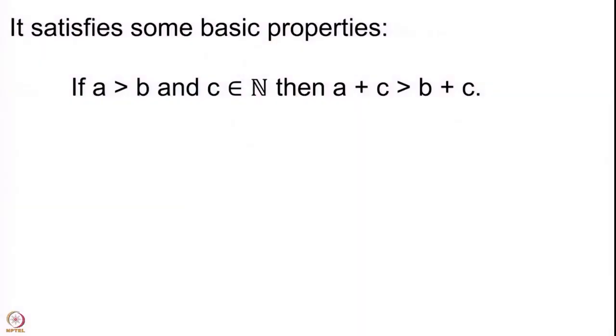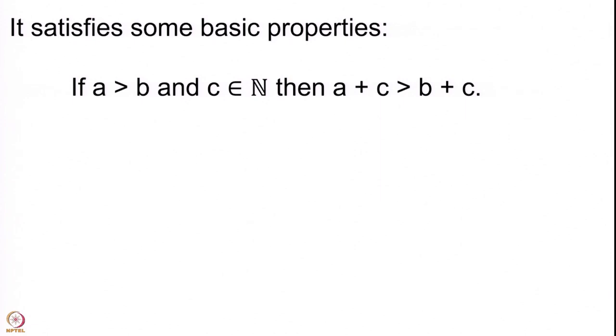Okay, so the order relation satisfies some very basic properties. You know, we have the addition and we also have the product on the set of natural numbers, and now we have the order relation. Is there any correlation between these concepts that we have defined? There are. And those are very easy to state, and indeed also very easy to prove. So this order relation satisfies some very basic properties.